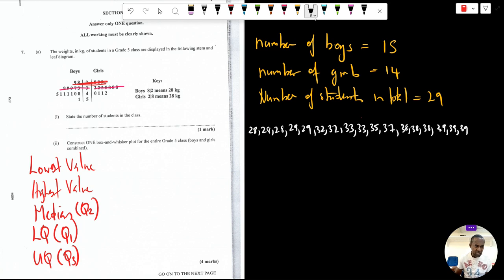Next stem, of course, we have 40. Put a few here. So we have 40. How many 40s do we have? We have 1 on the girls' side and 2 on the boys. So put another 40 there. All right? So we're taking care of the 40s.